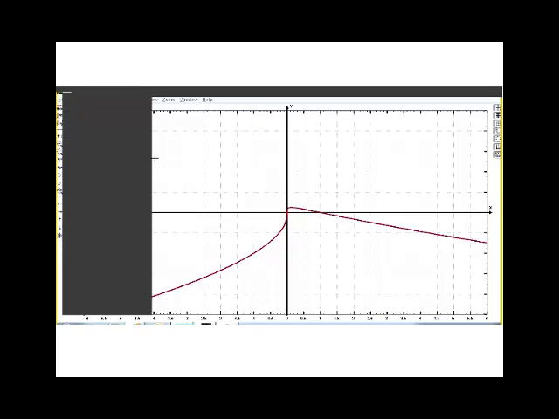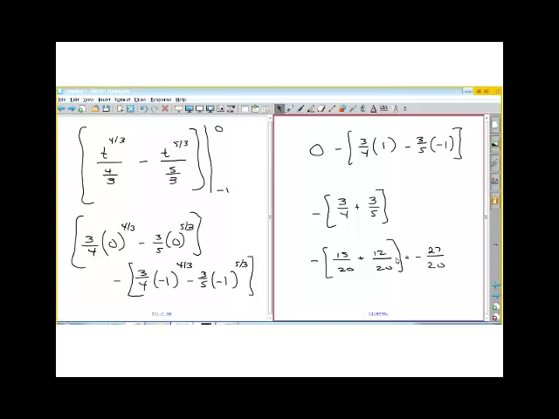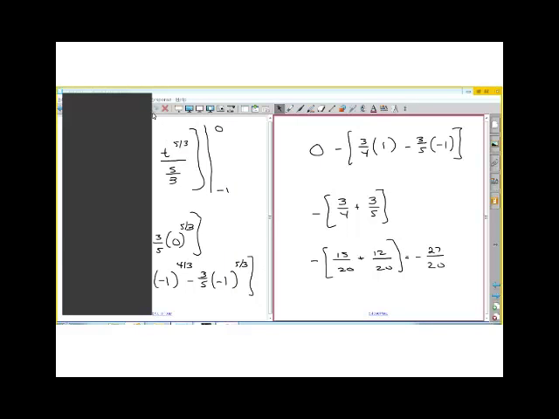If we go back to the solution, we got -27/20, which is a negative number because the curve is below the x-axis. And it's pretty obvious it's always below the x-axis. Now, if some of it was above and some was below, then you're not exactly sure. You'd have to eyeball it.